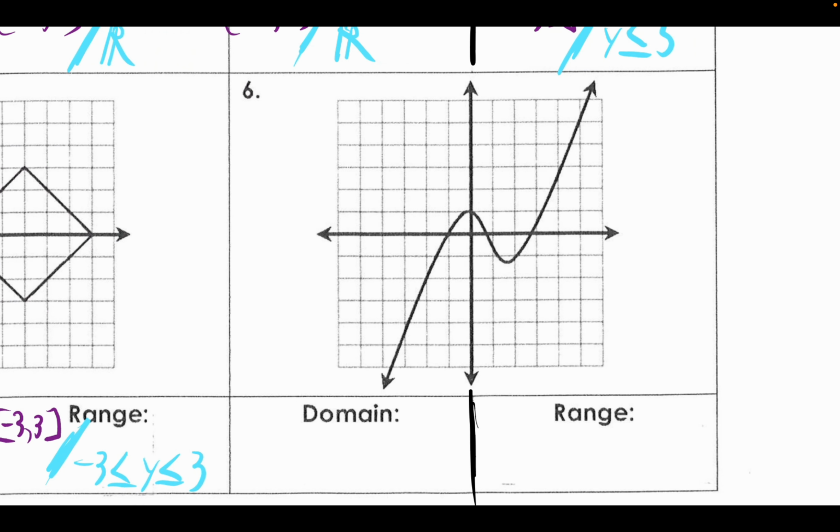Number 6 here, these arrows tell us that it goes left and down forever, as well as right and up forever, with no breaks in the graph. Since it goes left forever and right forever, that's -infinity to infinity, or all real numbers. And with it going down and up forever with no breaks in the graph, it's also -infinity, infinity for the range, also written as a double-lined R for all real numbers.